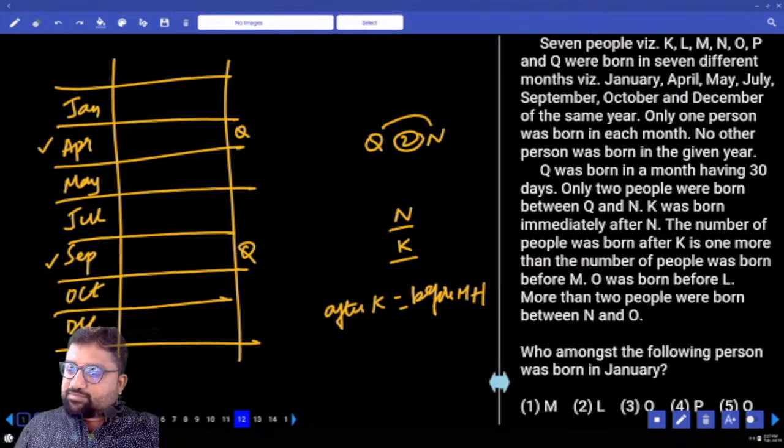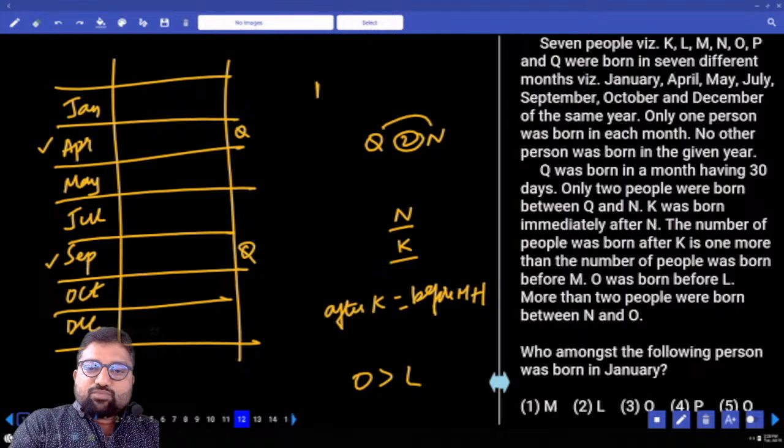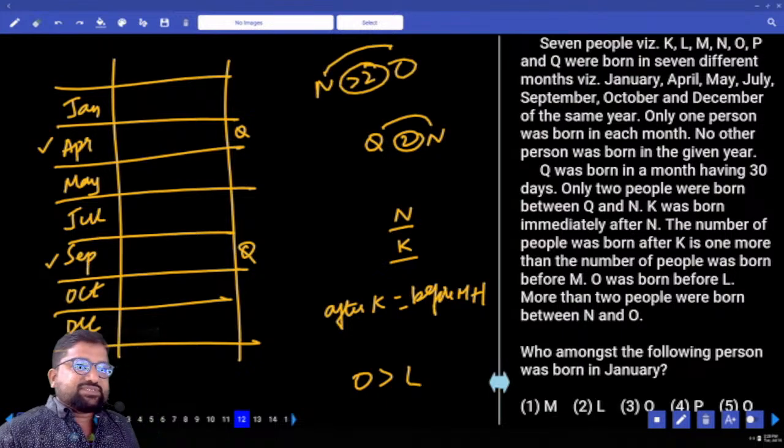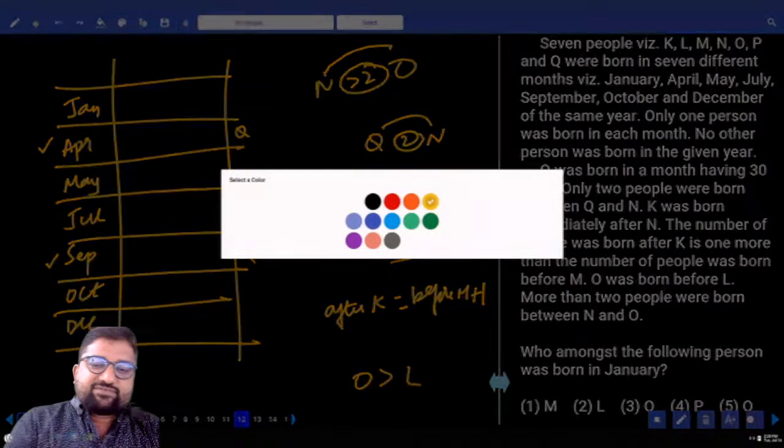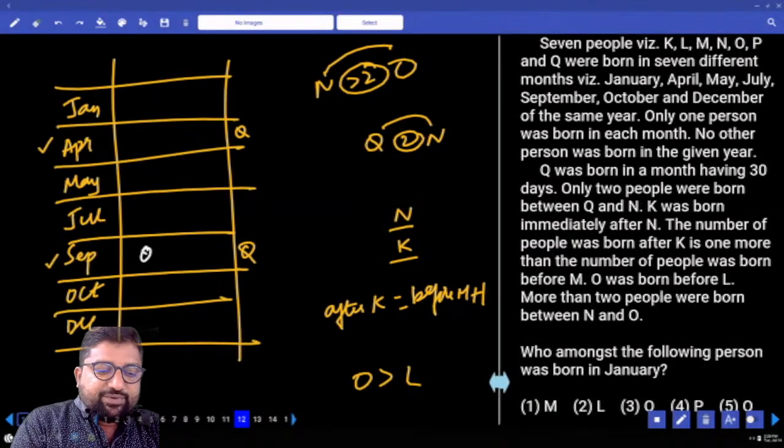O was born before L. More than 2 people were born between N and O. Done? Yes. What should I do now? I have no other possibility. I have to look at the possibilities. How many possibilities did I have? 2. So shall I go for Q here?